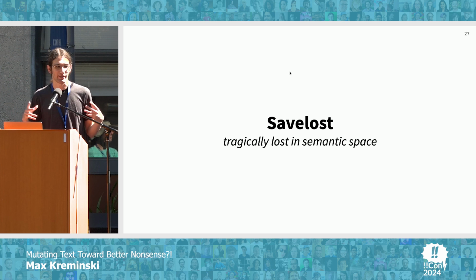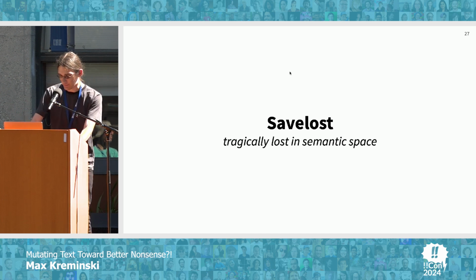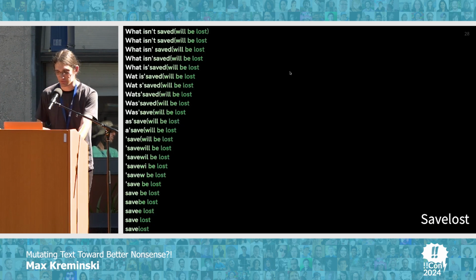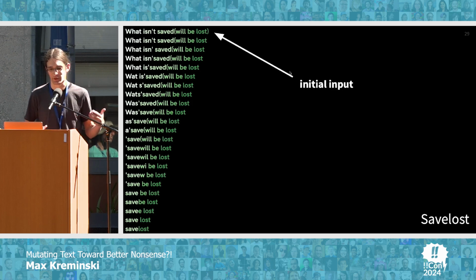And proximity in this space essentially means similarity in semantic meaning in some weird sort of roundabout way. What we can do in this case, a collaboration with a friend of mine, Barrett Anderson, is take an initial input text. In this case, at the top, we have "what isn't saved will be lost." This is the title of a poem by another friend of ours.